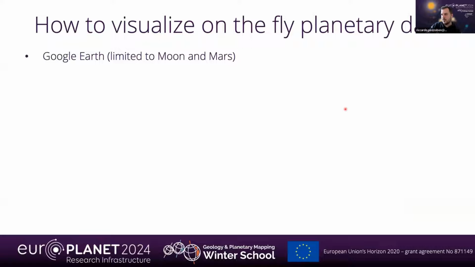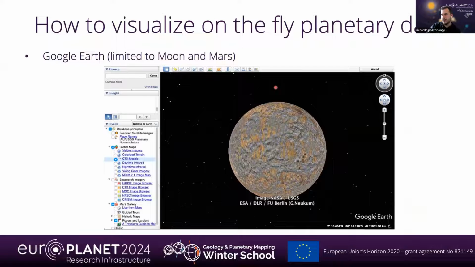So more in general, how to visualize on the fly planetary data. There is Google Earth that is limited, however, to Moon and Mars. This is the main interface. In the main interface, there is the top bar here. You have this icon for this planet here. If you click on the arrow, you can choose whether to look at the Earth, the Moon, or Mars. And if you choose Mars, for example, here on the left, you have this panel appearing, showing you the global maps of the globe with the visible imagery, the CTX 6 meter pixel resolution mosaic, or the infrared images, and so on.